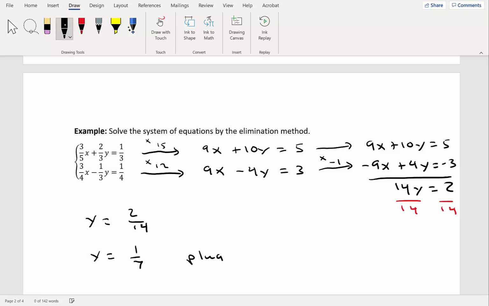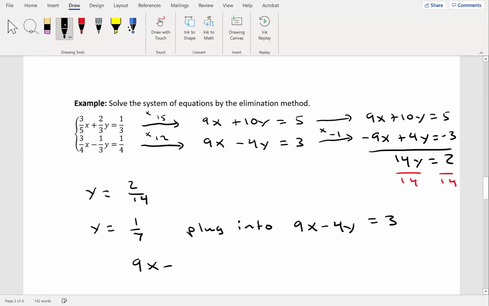Now let's plug this in. You get to choose whichever equation that you'd like. Remember, it might be easier to plug into one over the other. I definitely don't want to plug it into one of these first two equations because there's a bunch of fractions there. I'm going to try to avoid that. So it leaves us with one of these two modified equations, this one or this one. Let's choose the bottom one. So let's plug into 9x minus 4y equal to 3.